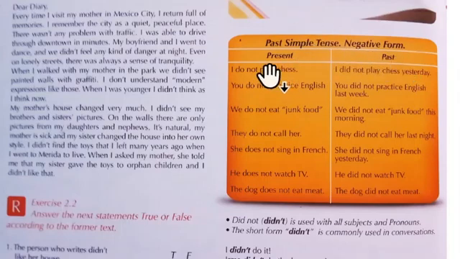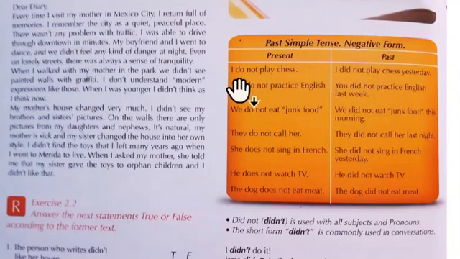Now, present tense. The present simple, we use: I don't play chess, you don't practice English, we don't eat junk food, they don't call her, she doesn't sing French, he doesn't watch TV, or the dog doesn't eat meat. Okay, now if you want to write the same sentences but in past simple, you just have to change the auxiliary. Don't for didn't, or doesn't for didn't.